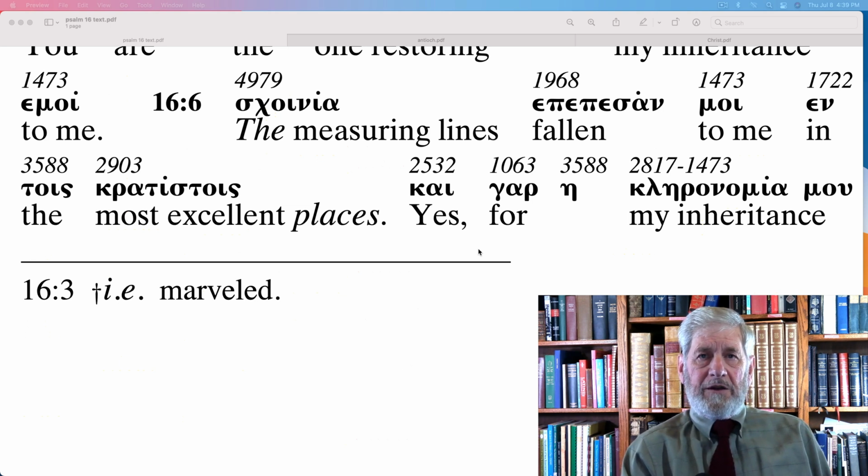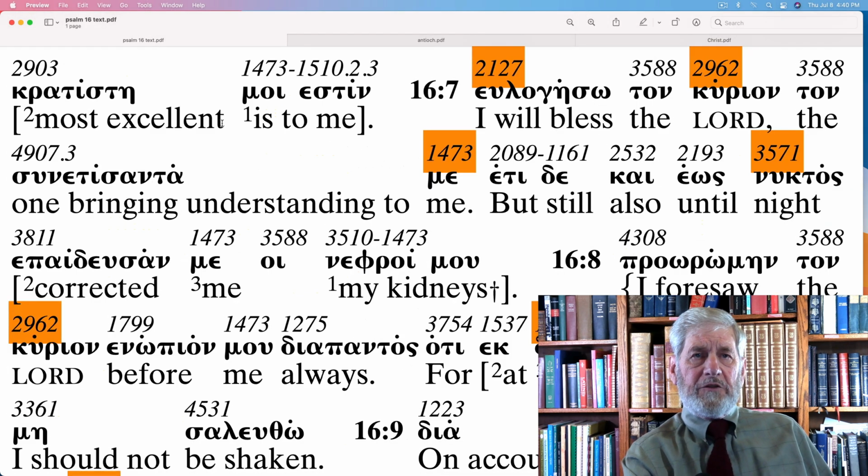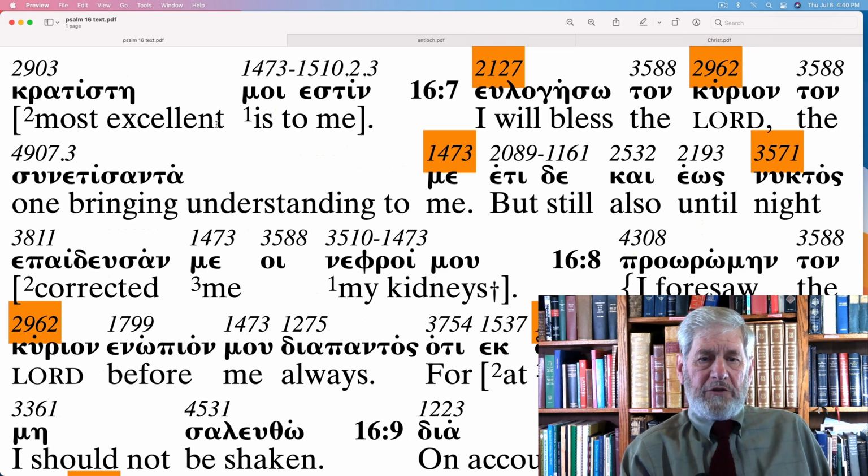that comes down out of heaven. It's measured by measuring lines and gives the measurements, and it's a cube that comes down out of heaven about the size of the planet Pluto, and the moon would fit inside of it. Yes, for my inheritance is most excellent to me. New Jerusalem is most excellent to me.